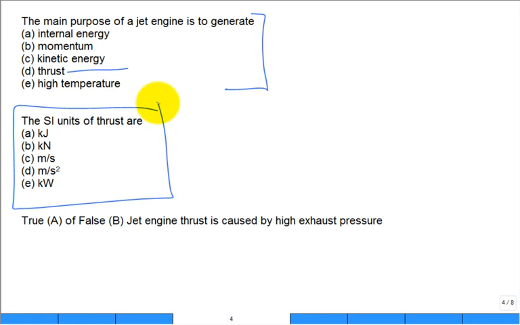How many people passed dynamics? Yes, and thrust is in dynamics. How many people are in fluids or passed fluids? Definitely in fluid mechanics. It's a good review, a little bit of fluid mechanics. So thrust is a force.